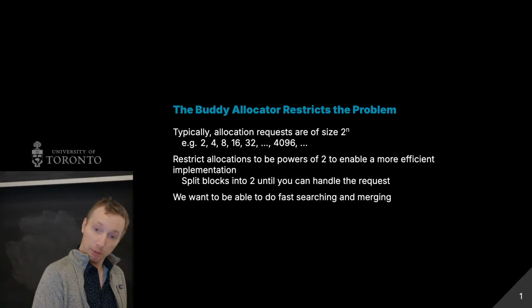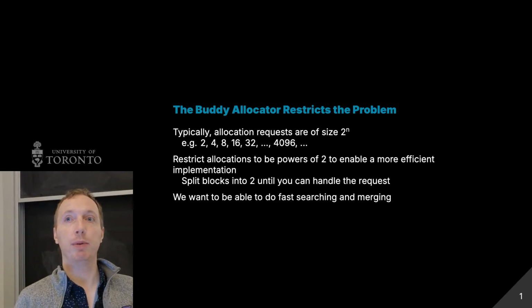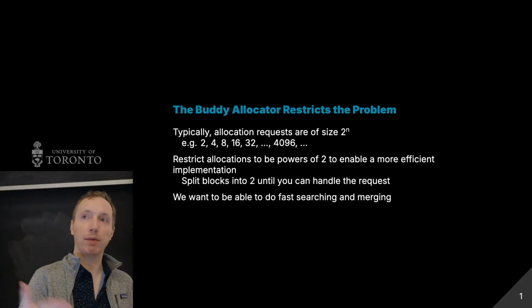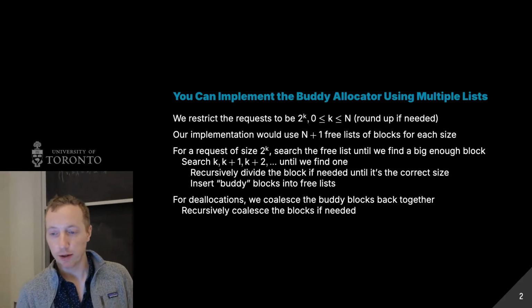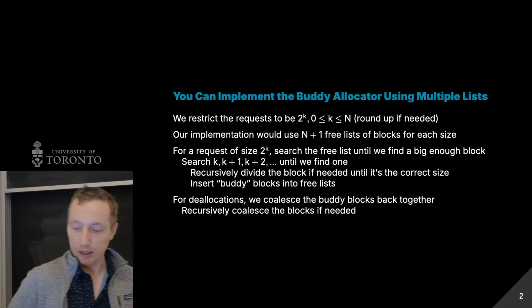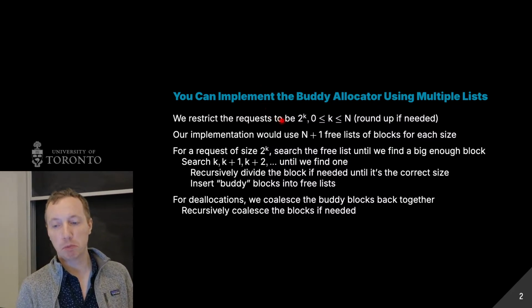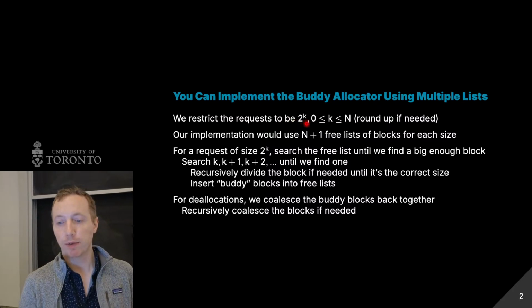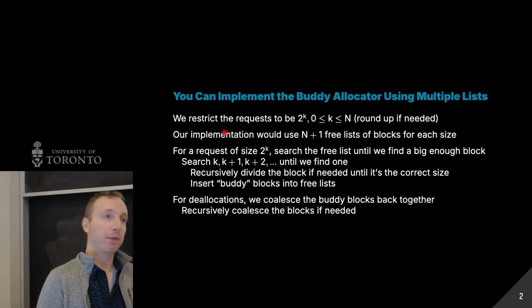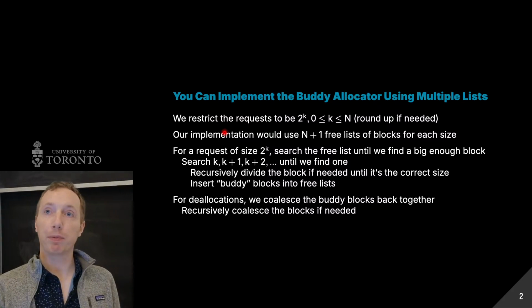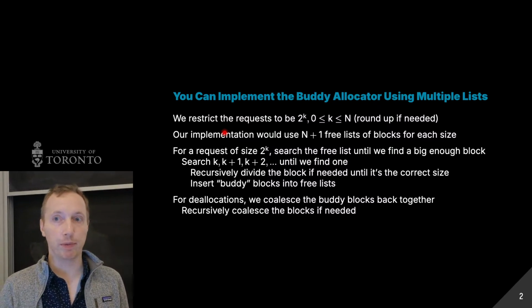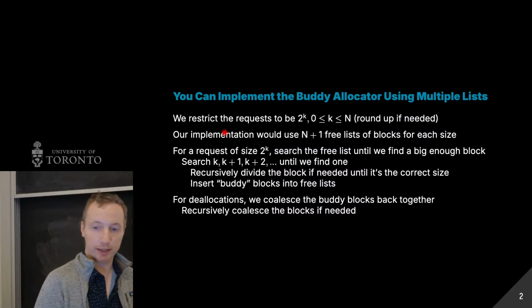It looks a bit recursive, and we want to do that because we want faster searching and merging. We don't want our worst case to be searching every single block in the free list. So how we implement this is we have multiple lists. If we restrict allocation requests to be 2 to the k, some power of 2, for 0 all the way up to n, we can round up the allocation request if needed. Therefore, we're going to use a separate free list for each power of 2. That way, we only have to check whether or not there's an element in the free list, because everything will be the exact same size.